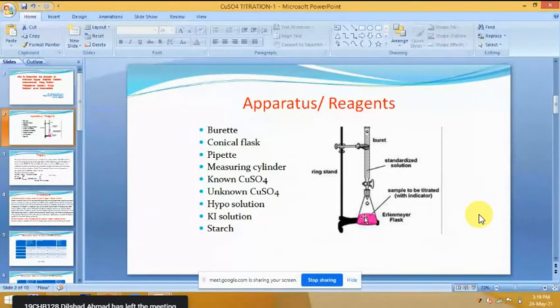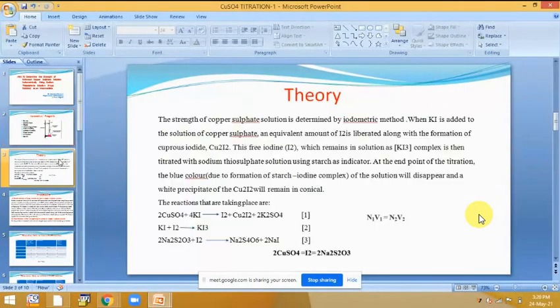And add KI solution. The solution color will change to brown. Then we will titrate. That means, you see, I am reading this theoretical part.